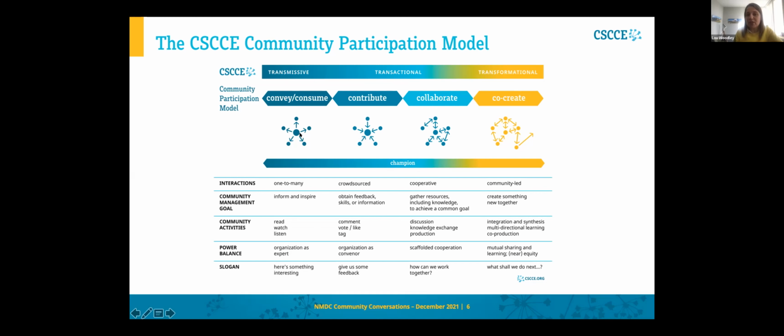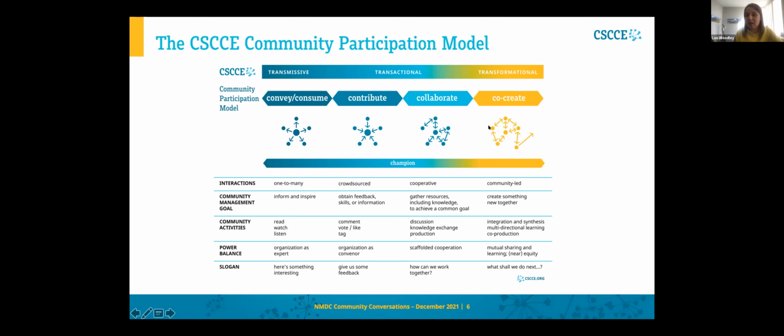So for some communities, staying in this transmissive mode of information sharing, so convey, consume, pushing out information, that's enough. There's perhaps only enough interest for the organization to continue to raise awareness about a particular topic and share information about it. And maybe the goal at that particular stage of its life cycle or of its funding is not to get all the way over to co-create. So don't feel that you've got to think about how to move every single member over to the far right. The really important thing here is that you identify what the goals are for your community.